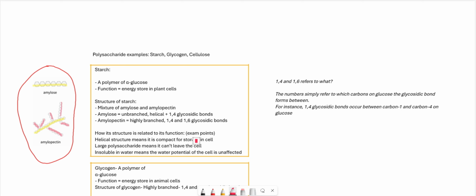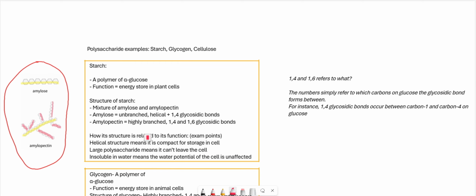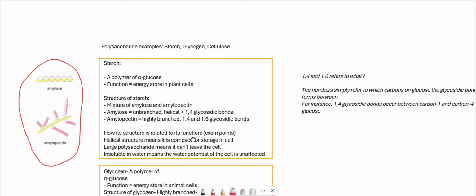That's pretty much it. Now, how is this structure related to its function? These are exam points that you could see coming up in mark schemes, so this is something that you should definitely memorize. Helical structure means it's compact for storage in the cell. And this is very beneficial because it's very compact and easy to store.